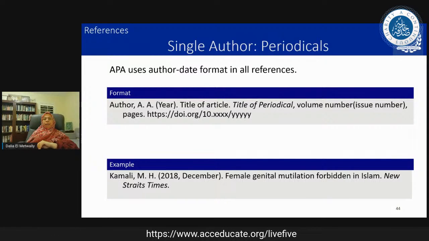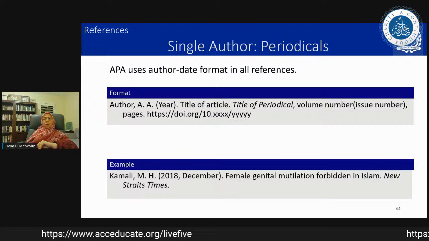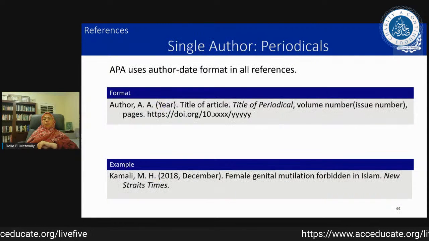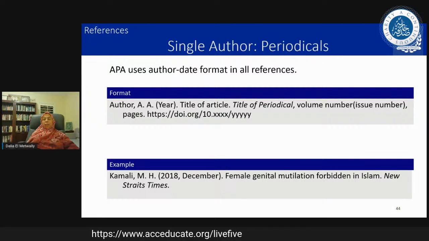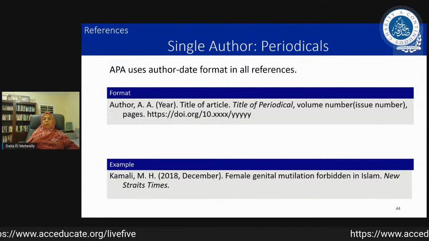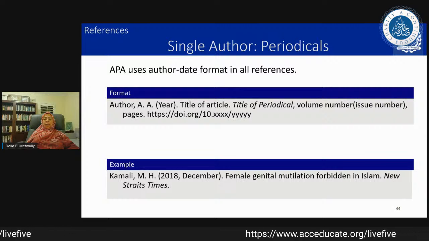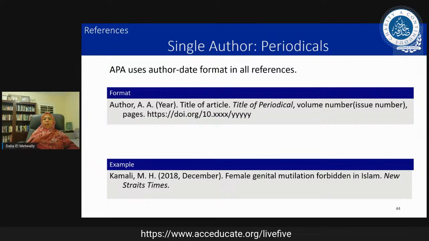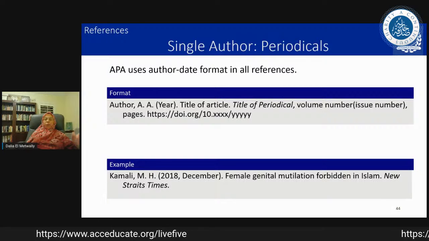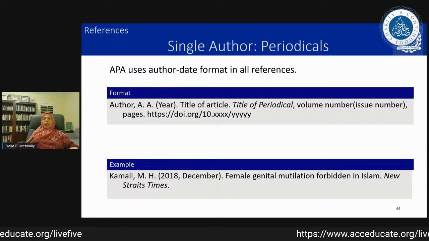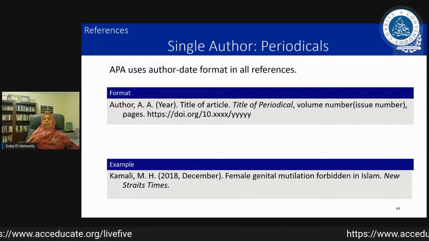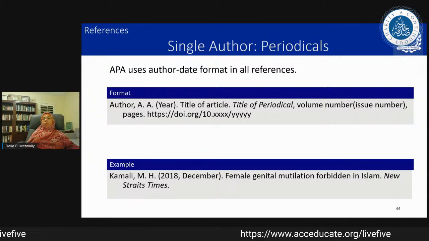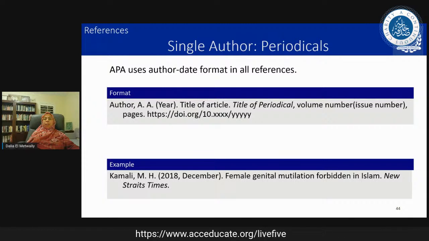I've got an example here, Kamali MH, 2018. This time I've specified it's December because he has more than one article published in the same year, right? So I'm specifying this is the one in December, not the one in June or March. I can't remember when the other one is. And then this is the title of my article, Female Genital Mutilation Forbidden in Islam. And then the journal title is New Straits Times. As you can see, there are no page numbers because it's digital.